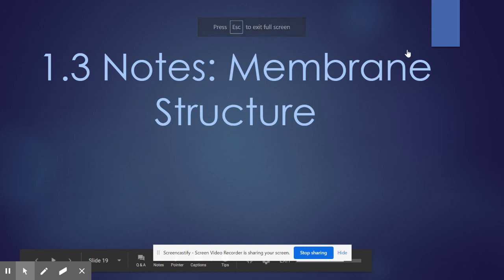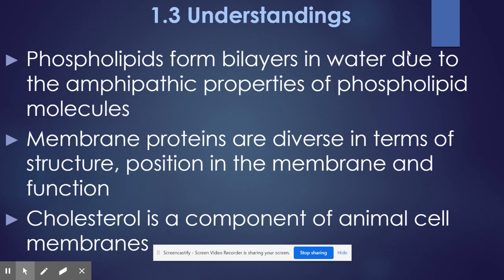All right, guys, let's start 1.3 notes, membrane structure. This is a very notes-heavy part of the chapter, so this might take a couple of screencastifys.